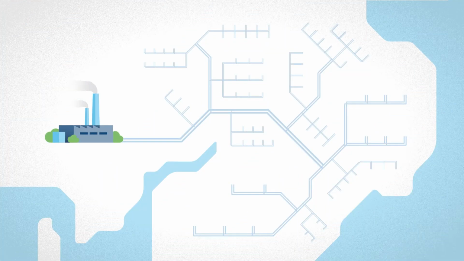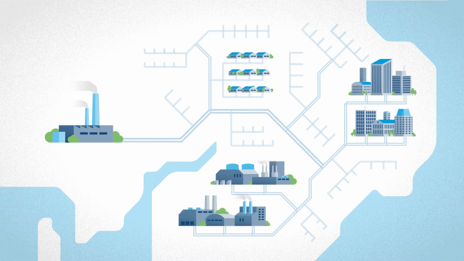A typical district heating network consists of different zones. You have zones with houses, zones with buildings, and industry zones. While an industry zone might need high temperatures, the demand in zones with houses and buildings is much lower.